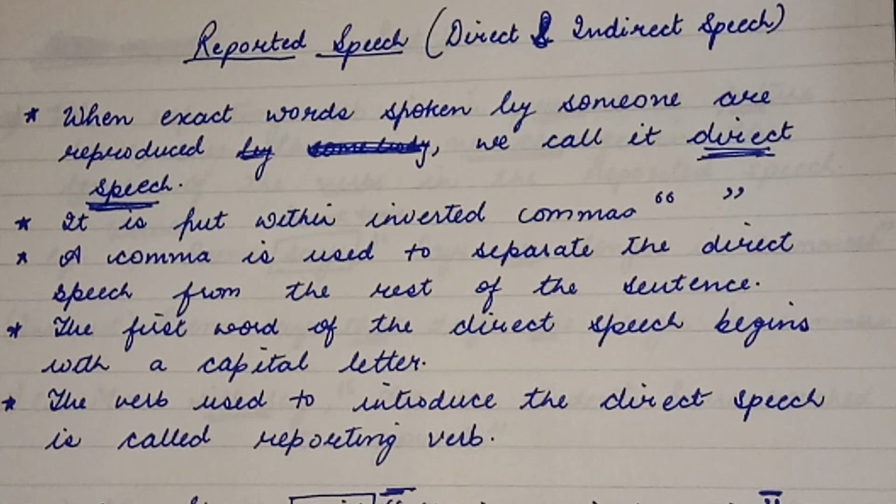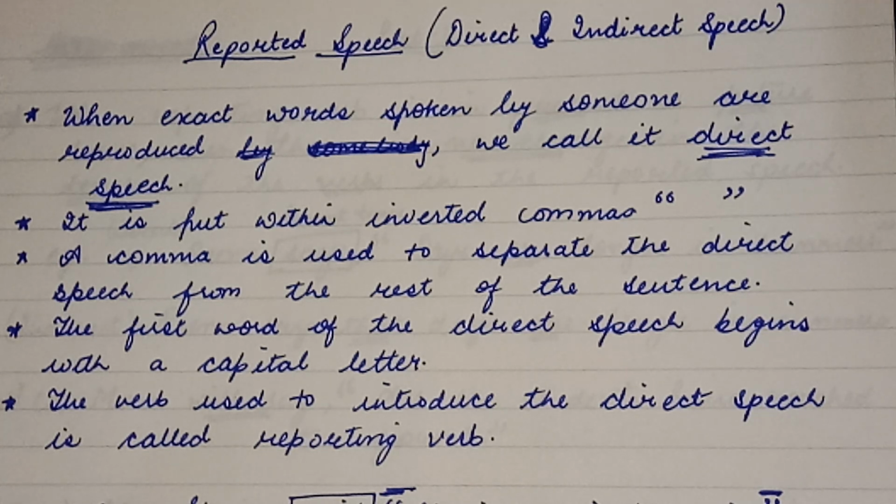And a comma is used to separate the direct speech from the rest of the sentence. Rest of the sentence means it may be the name of the person who is speaking. It may be the verb. So to separate the exact words spoken by someone, that is the direct speech, we put a comma. And that direct speech is put within the inverted commas. And the first word of the direct speech begins with a capital letter.